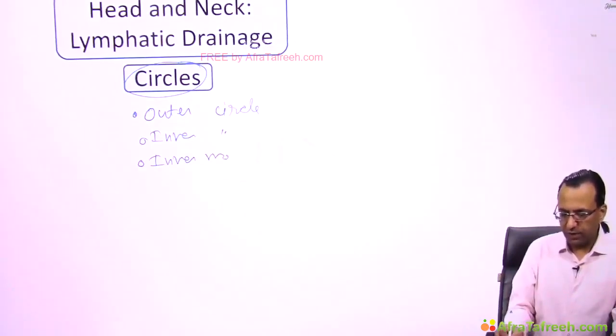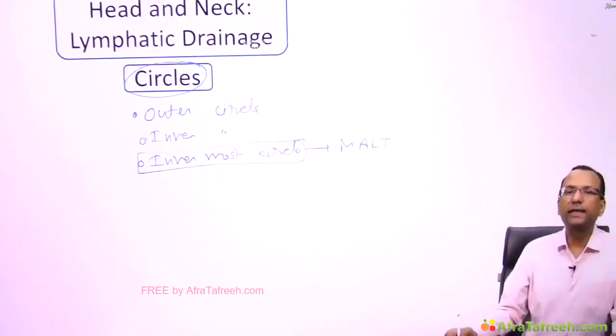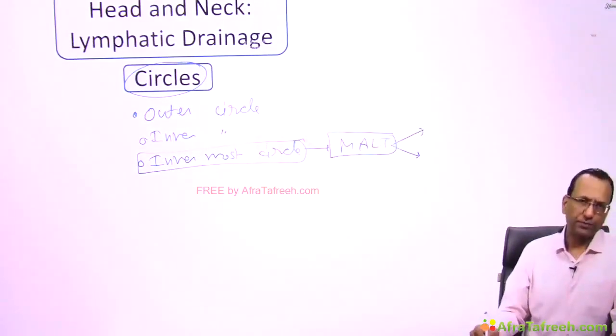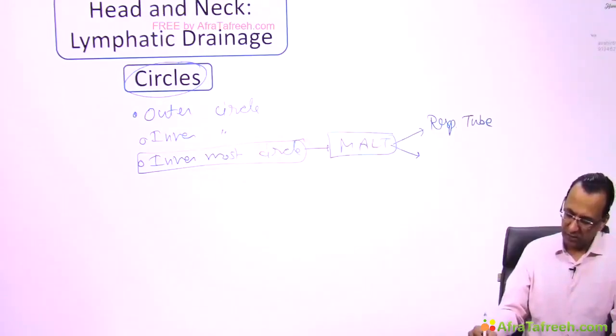What is this innermost circle? Actually, it is MALT. What is MALT? Mucosa associated lymphoid tissue. Where is mucosa associated lymphoid tissue? At the opening of the tubes, the entry point of the tubes. Which tubes? You know, two tubes develop together. One is called the respiratory tube and one is called the gut tube.